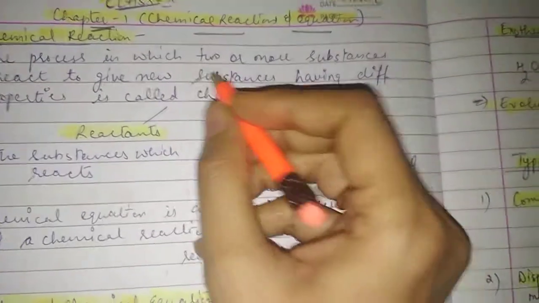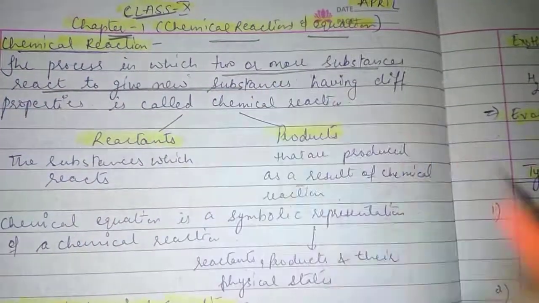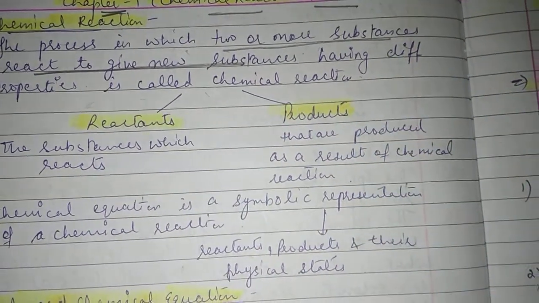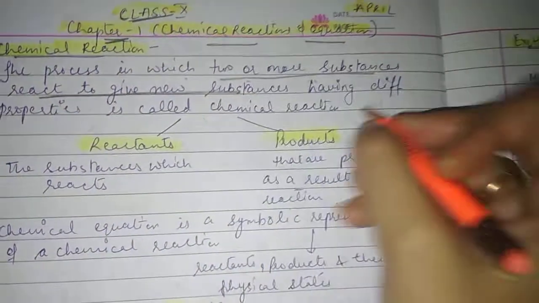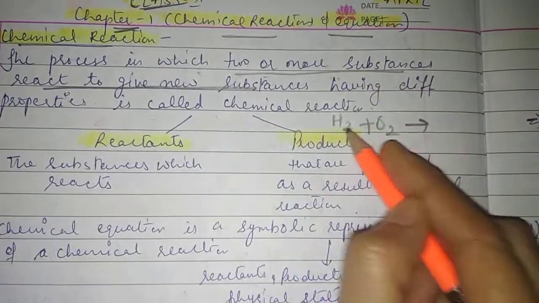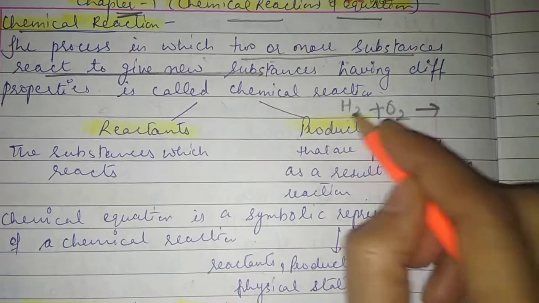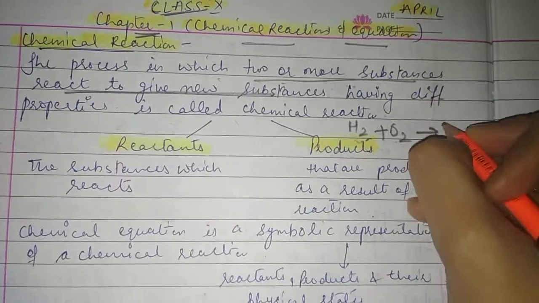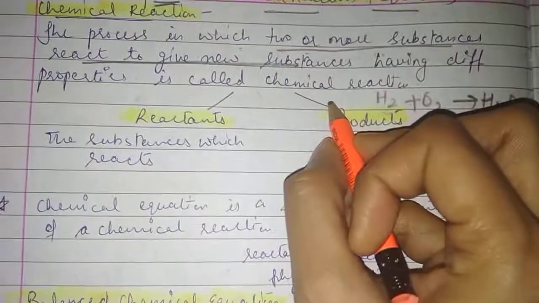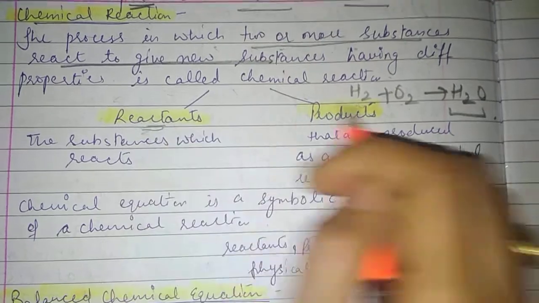The process in which two or more substances react to give new substances having different properties is called a chemical reaction. For example, hydrogen has its own properties and oxygen has different properties. They combine together to form a new substance, water, which has different properties. This is a chemical reaction. So it has two parts: one is the reactant, the second is the product.